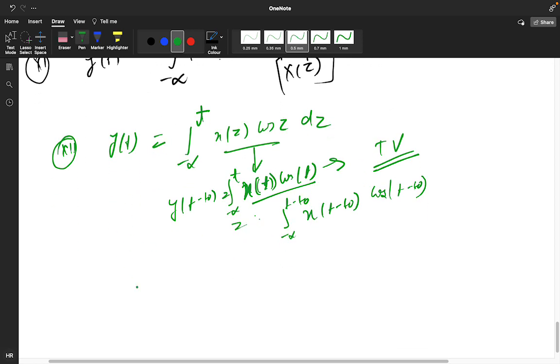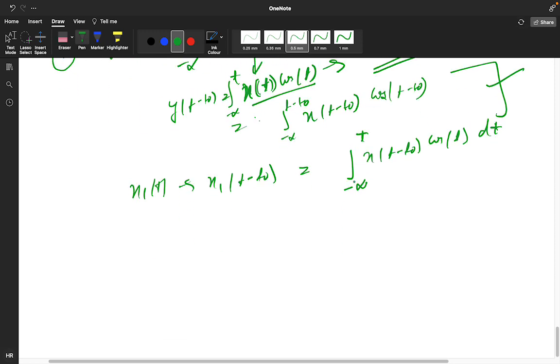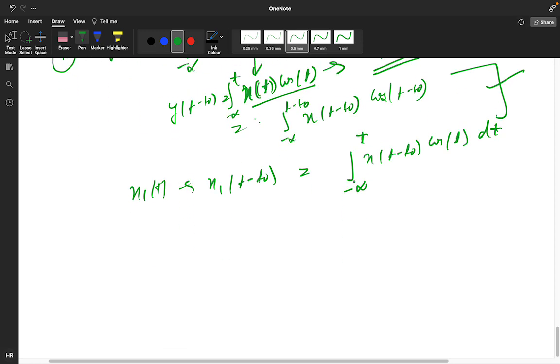When you make your input delayed, x1 of t minus t naught, what output will you get? The integral from minus infinity to t only, of x of t minus t naught multiplied with cos t only, dt. So these two are not the same, that's why it's time variant. In the same manner you need to solve this one.